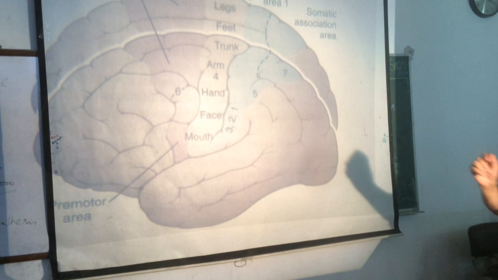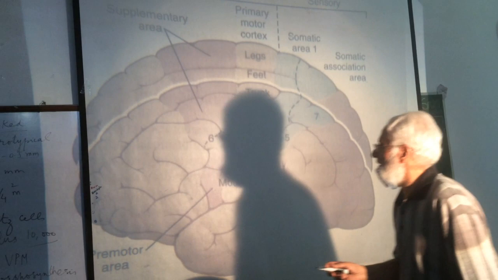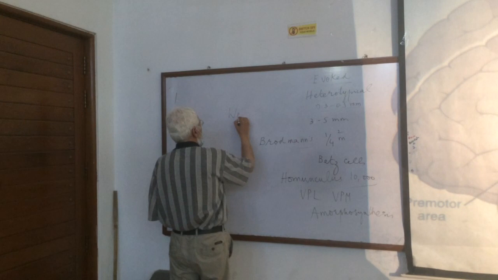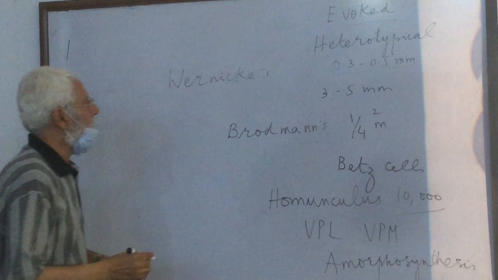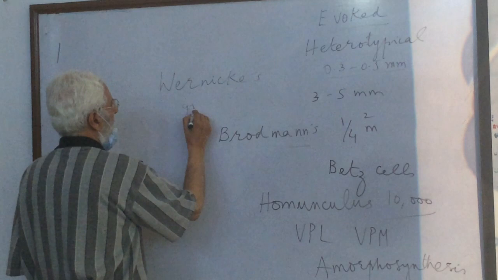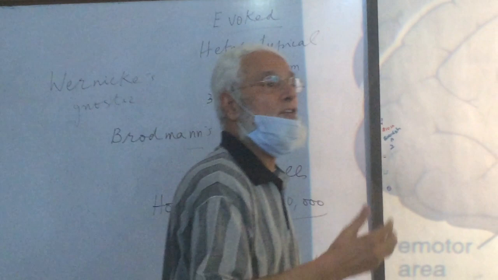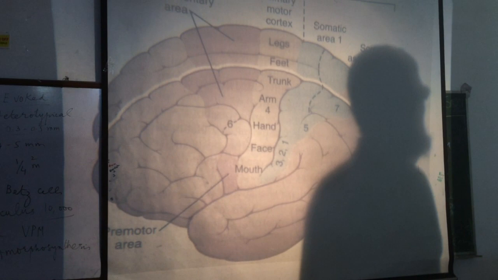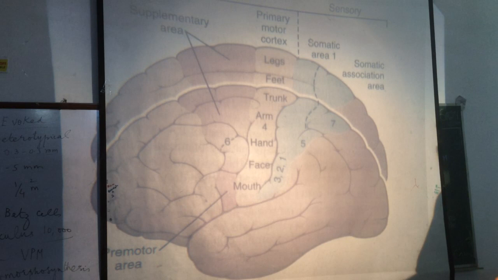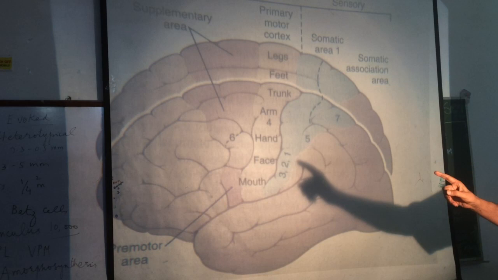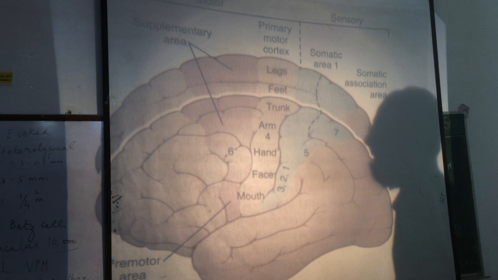The next sensory area is Wernicke's area, also called gnostic area, sensory speech area, or general interpretative area.